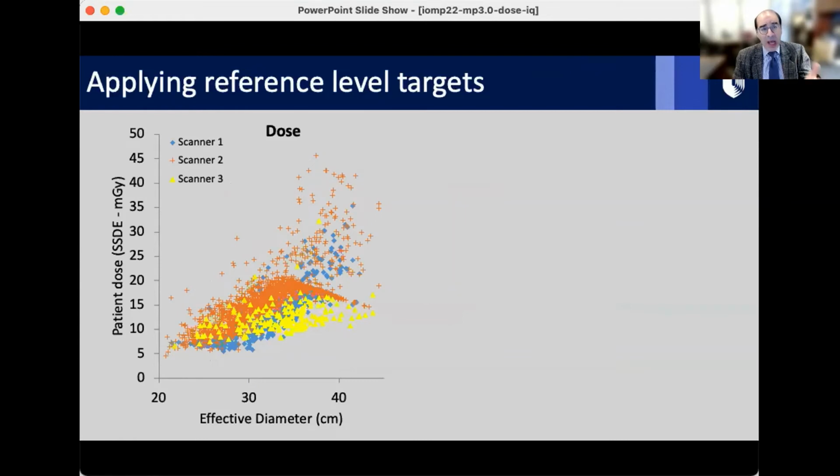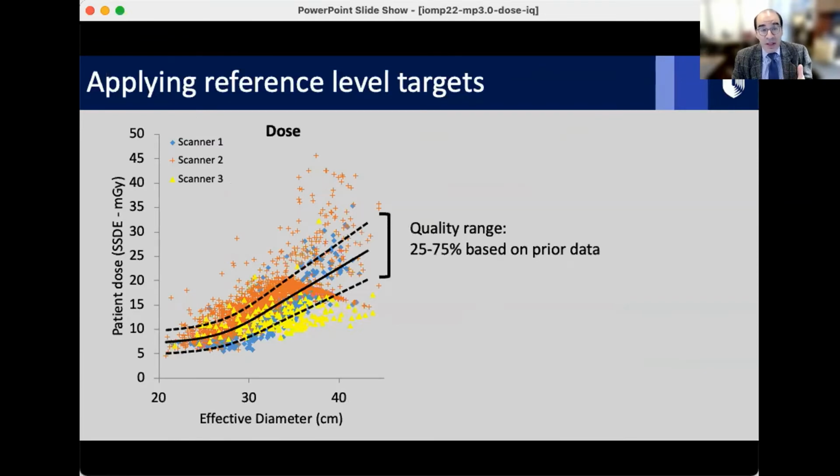Let me demonstrate. I showed this plot already before. I'm showing you the dose on the y-axis and the size on the x-axis. So I can say, well, maybe the dose needs to be within a particular range. This is very similar to the concept of diagnostic reference level that we apply, as a function of size of the patient. That is a no brainer here.